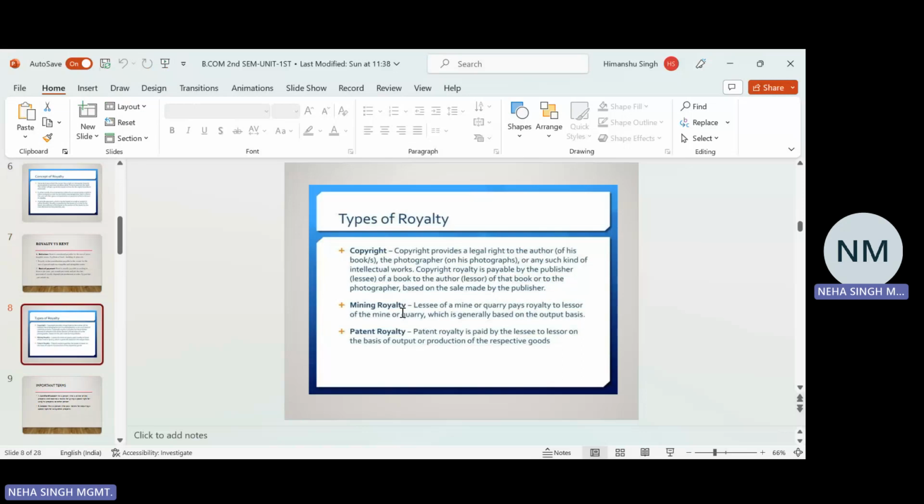Then, types of royalty. The royalty can be divided into three types. First is copyright, mining, and patent. Copyright provides a legal right to the author over his works, right? Or to the photographer for his photography or any such kind of intellectual works. So copyright royalty is payable by the publisher, who is the lessee of a book, to the author, who is the lessor of that book, or to the photographer, based on the sales made by the publishers.